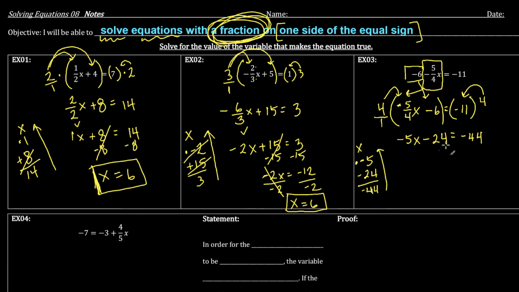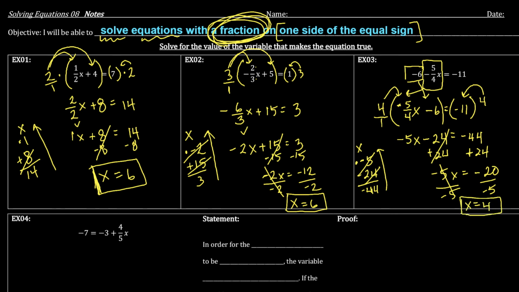Okay, so plus 24 is the inverse. Negative 5x equals negative 44 plus 24. Positive 24 minus 44 gives me negative 20. The inverse operation of times negative 5 is divided by negative 5. And x equals a negative divided by a negative, which is a positive 4.